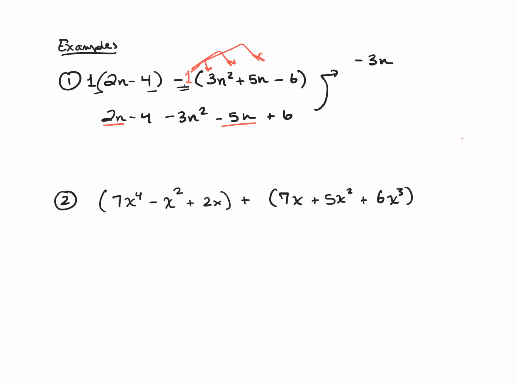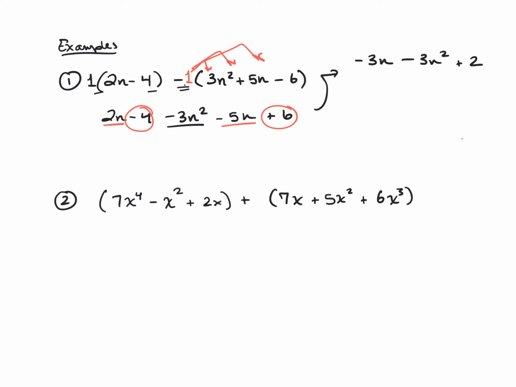And then the next thing I'm going to look for is other variables that are the same. So now I notice I have a -3n squared. There's no other ones, so that's just going to be -3n squared, no combining there. And then what I'm left with is what we call constants. Now all constants are considered like terms. So I have -4 plus 6, and -4 plus 6 is going to be a +2.